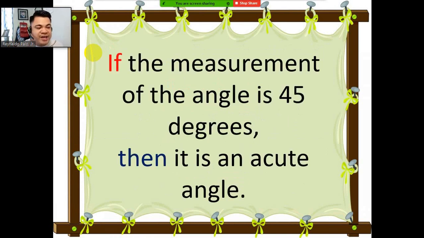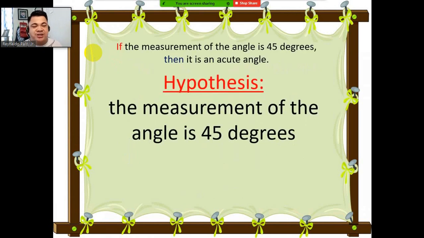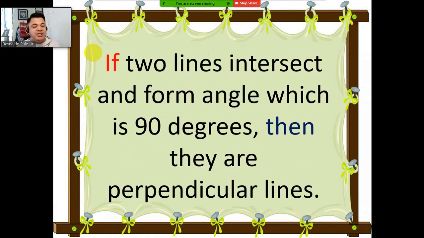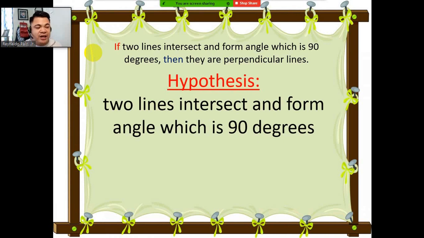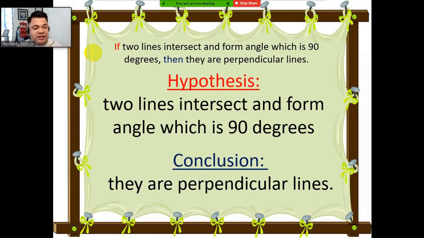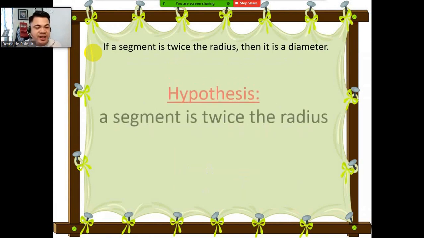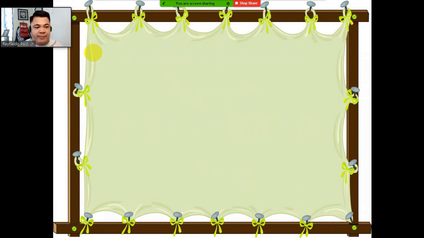If the measurement of the angle is 45 degrees, then it is an acute angle. So the hypothesis: the measurement of the angle is 45 degrees, and the conclusion: it is an acute angle. If two lines intersect and form an angle which is 90 degrees, then they are perpendicular lines. The hypothesis: two lines intersect and form an angle which is 90 degrees, and the conclusion is they are perpendicular lines. If a segment is twice the radius, then it is a diameter. The hypothesis is a segment is twice the radius, and the conclusion: it is a diameter.